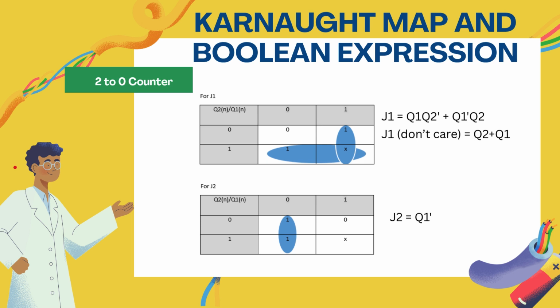Using the truth table for the 2 to 0 counter, we derived the Boolean expressions using Karnaugh maps. For example, for J1, we use the expression J1 equals Q1 times Q2 complement plus Q1 complement times Q2, and it's simplified using don't care conditions to Q2 plus Q1. Similarly, for J2, we simplify it to just Q1 complement.